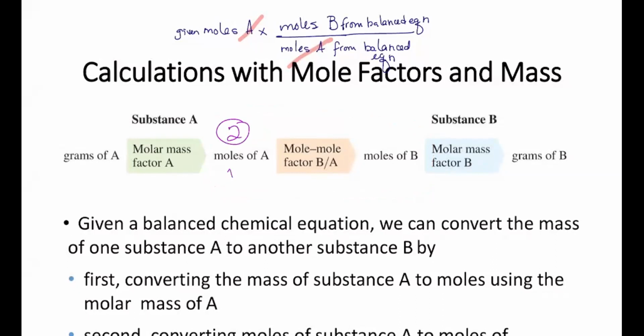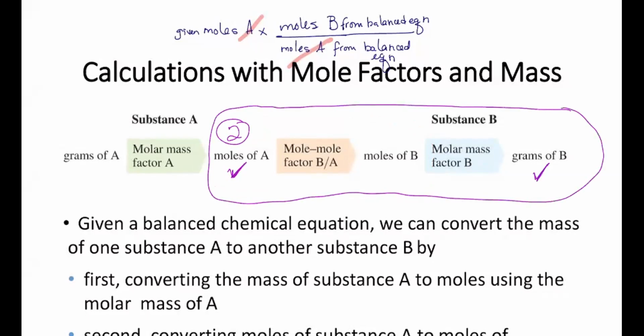The second one is you are given moles of something and you need to find grams of something else. Let's put in the chat: how many conversion factors do I need for this second question? Great, 2 of them. The first one is my mole to mole factor. The second one is the molar mass of that substance that I'm interested in. Questions so far?